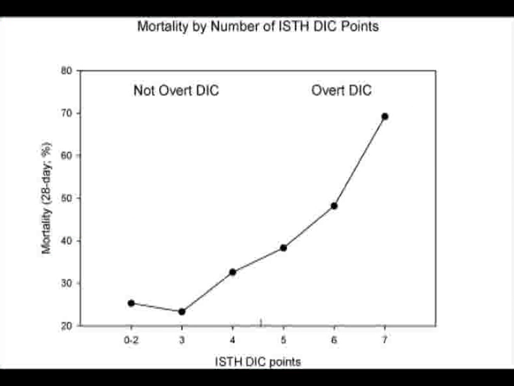Actually, there is also a very strong correlation, like the platelet count, as I showed you before, between the occurrence of DIC, according to this scoring paradigm, and mortality. In this slide, I show you 28-day mortality, and you see the relationship with increasing DIC points from this not too complicated scoring system.